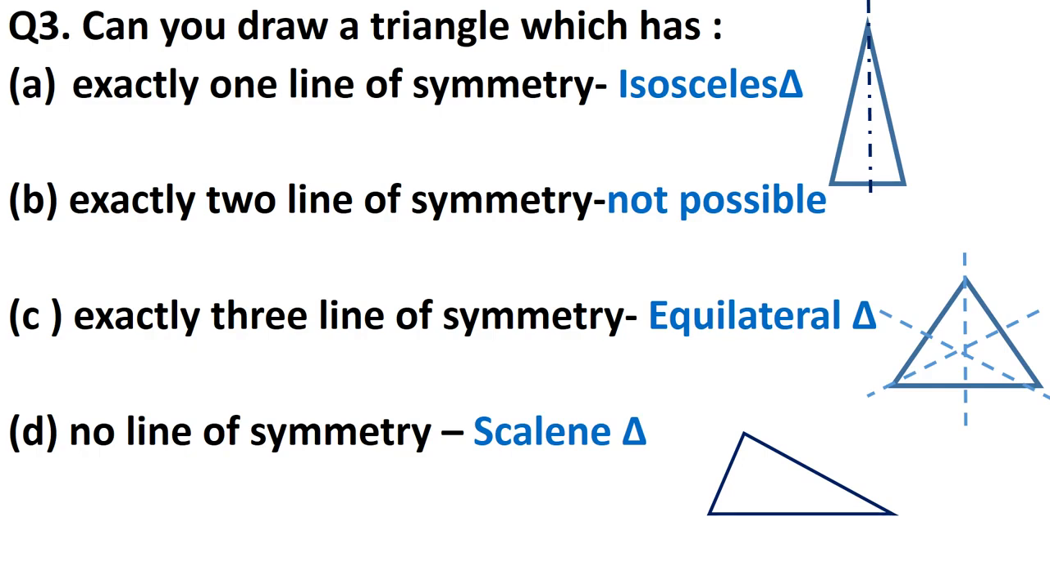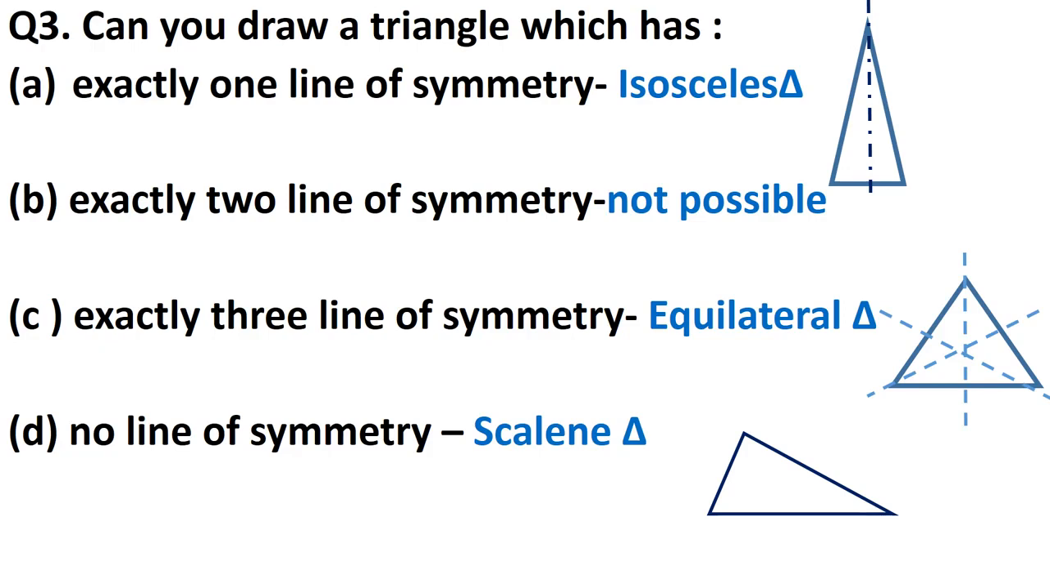How will we make the symmetrical line in an equilateral triangle? Take any vertex and make a straight dotted line joining it to the midpoint of the opposite side of that vertex. Remember, midpoint of the opposite side. That is called the symmetrical line. Now, no line of symmetry: a scalene triangle. A scalene triangle has all sides of different length, so it has no line of symmetry.